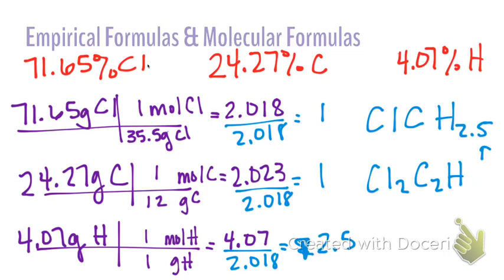So let's go back to our actual answer here, which was ClCH2. That's our empirical formula. So let's say, for an example, we know the empirical formula is this, and we say we have an unknown with the molar mass of 99.